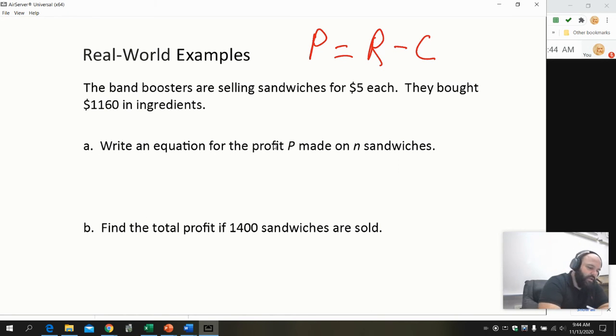So let's look here. They want an equation. So as we said, we have profit equals revenue minus cost. So for profit equals revenue minus cost.